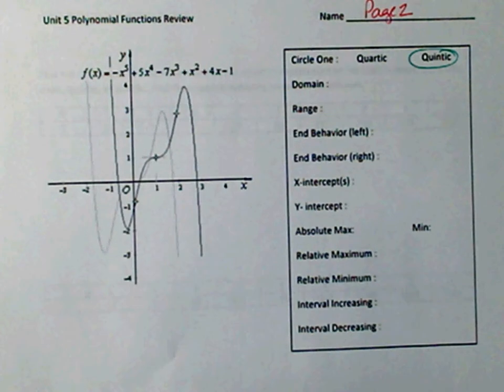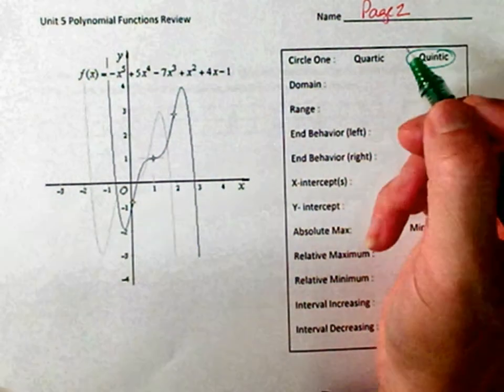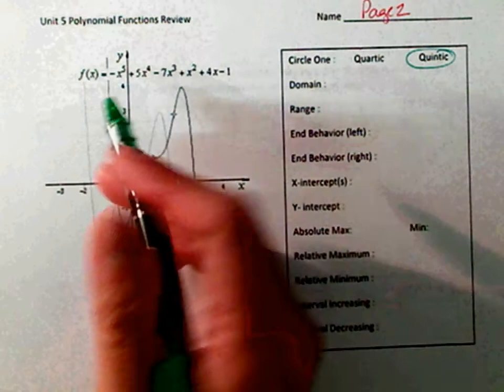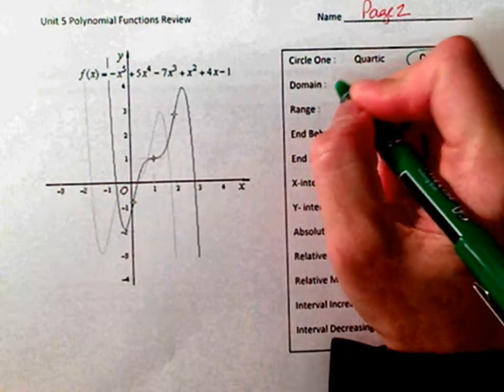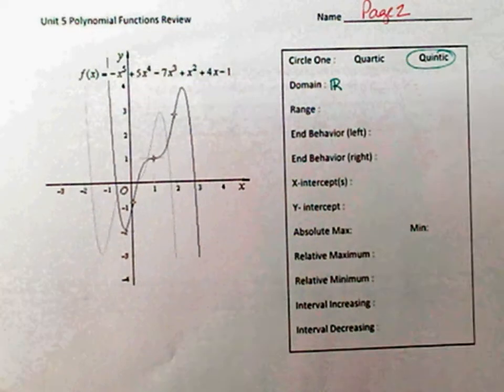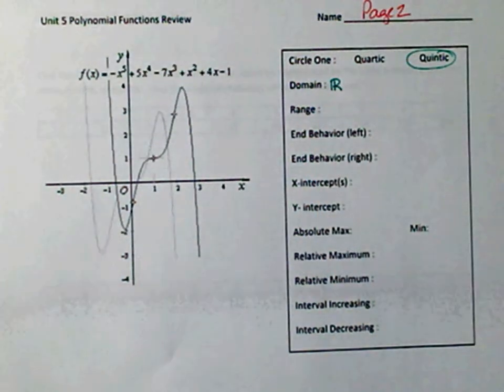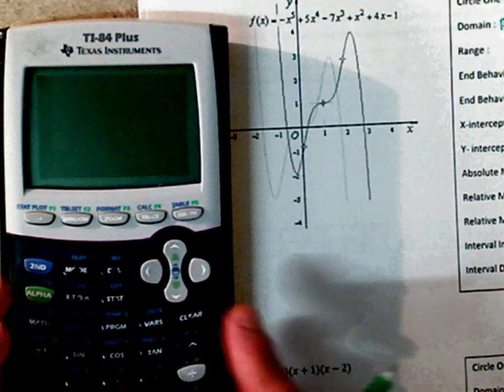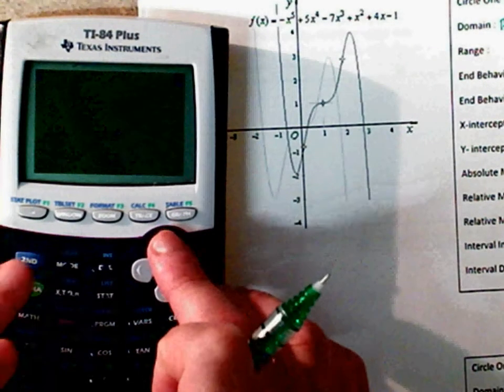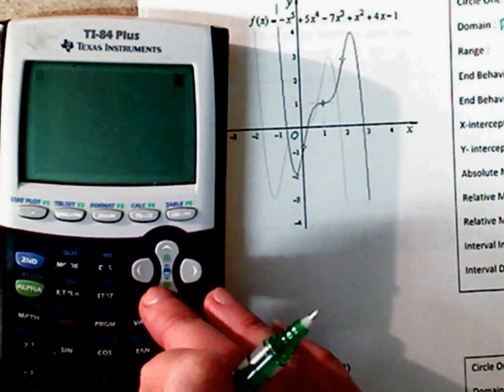Okay? So let's take a look at our domain. Left to right, it's going from far left to far right. That is going to be all real numbers. Now, before I continue on, if I were you, I would go and enter all this information in here, and then let's label a few things that you know you are going to need. That's what I would do if I were you.